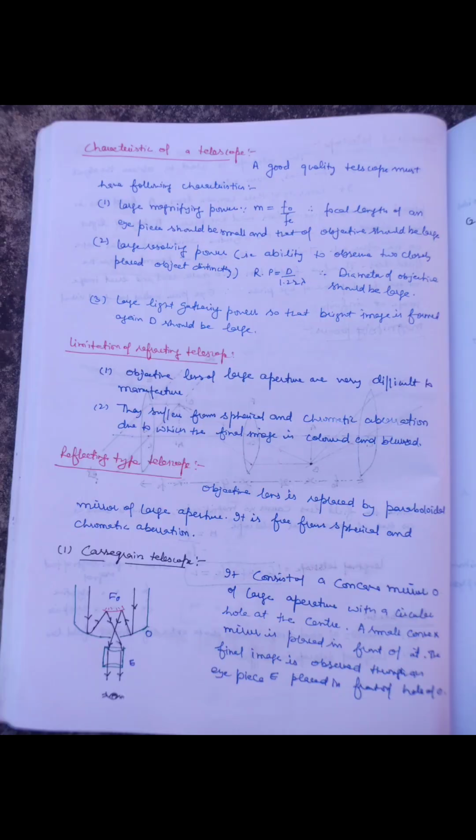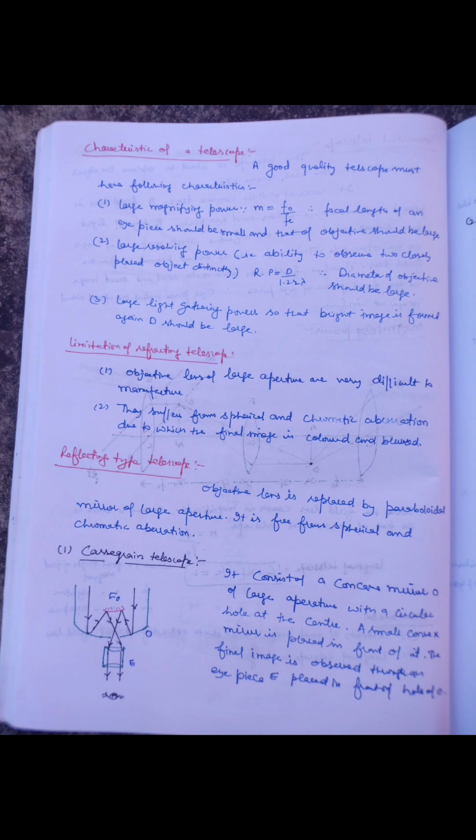For least distance of distinct vision, magnifying power comes out to be minus f naught upon fe into fe upon d plus 1. For normal adjustment, magnifying power is equal to minus f naught upon fe. Terrestrial telescopes are used to see objects on the earth. They consist of three convex lenses. A good telescope should have large magnifying power, large resolving power and large light gathering power.